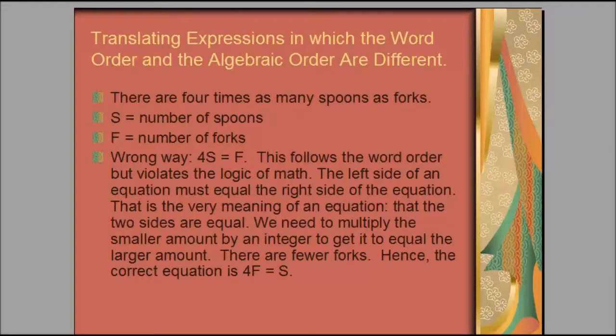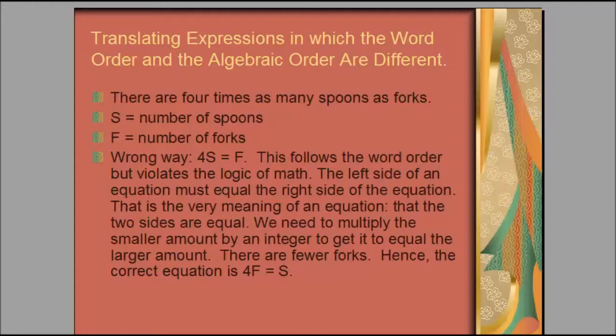Let's talk about translating expressions in which the word order and the algebraic order are different. Consider the example, there are 4 times as many spoons as forks, where S equals the number of spoons and F equals the number of forks. The wrong way to write this is 4S equals F.